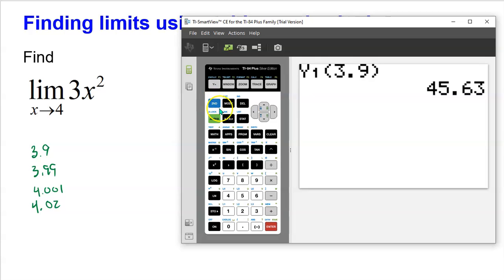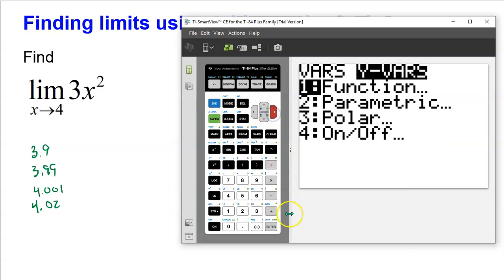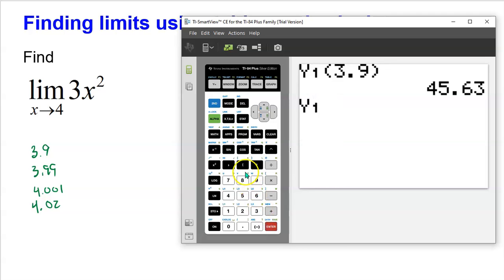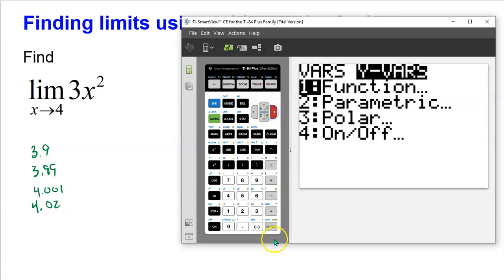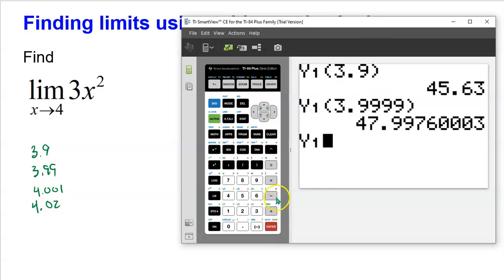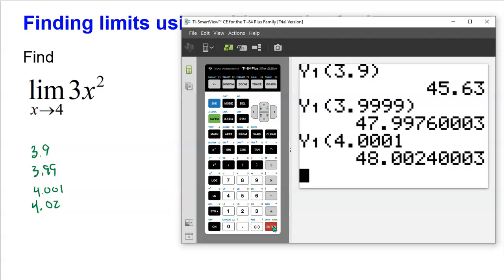And then I can say, okay, well, let's do it again. So vars, y vars, y1, let's get even closer, 3.9999. You can do as close as you want. And you say, oh, okay, 47.99. And you say, okay, well, let's try the other side. So once again, vars, y vars, and again, this is a pretty quick, easy way to do it, only a couple clicks in your calculator. And again, let's go 4.0001, really, really close to 4 from the right side. And, oh, okay, we're at 48.